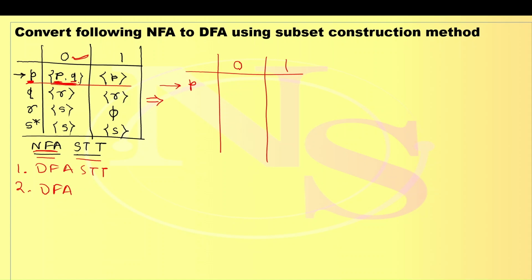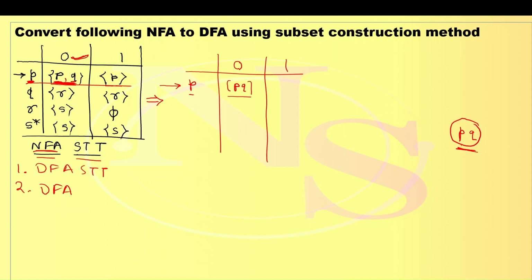Hence, the subset method says that, for example here, P on reading 0, if it is going to P comma Q, I will write here PQ. In the NFA it is P comma Q, but in the DFA it will be PQ and it will be one subset. One subset means this PQ will be considered as only one state, like this in diagram notation. In the NFA these are the two states P comma Q, but in the DFA it is only one state. So P on reading 0 goes to PQ.